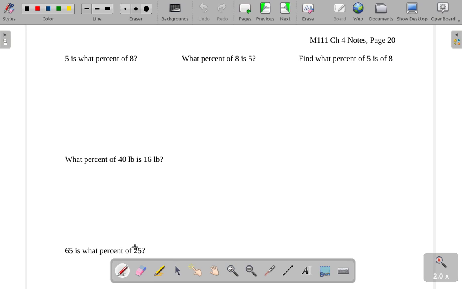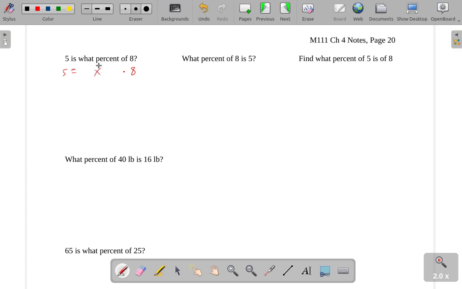Another way you can see these percent problems is something like this. 5 is what percent of 8? If I do the same sort of process I did in the last video, you'll notice 5 just comes down as 5, "is" comes down as an equal sign, "of" comes down as times, and 8 stays 8. The only thing I didn't fill in here is the "what percent," and I'm going to just call that x.